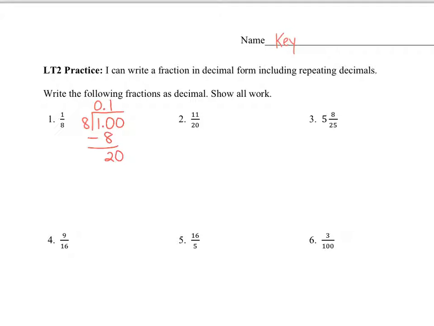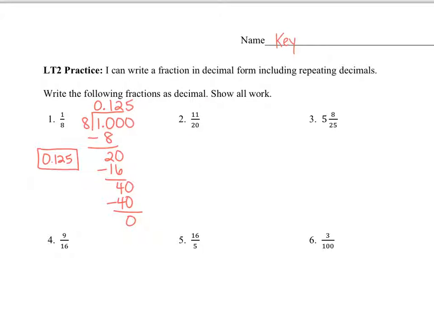So 8 goes into 20 twice. So 8 times 2 gets us up to 16, so we still have 4 left over. We're going to drop another 0 to keep dividing. How many times does 8 go into 40? That's 5 times. So we take off 40 and then we're left with nothing. So now we can be done. So our final answer is 125 thousandths, 0.125.